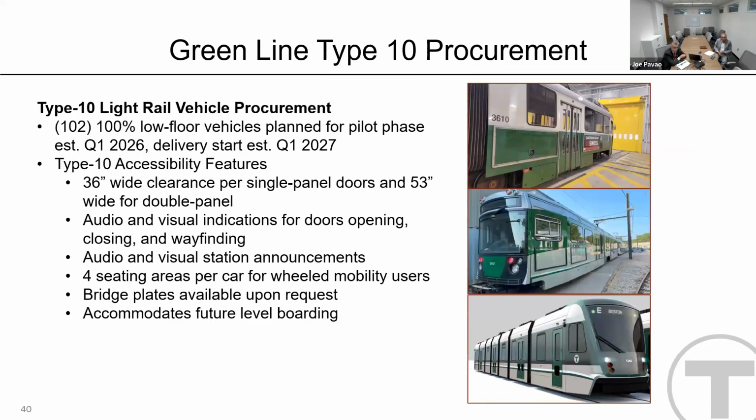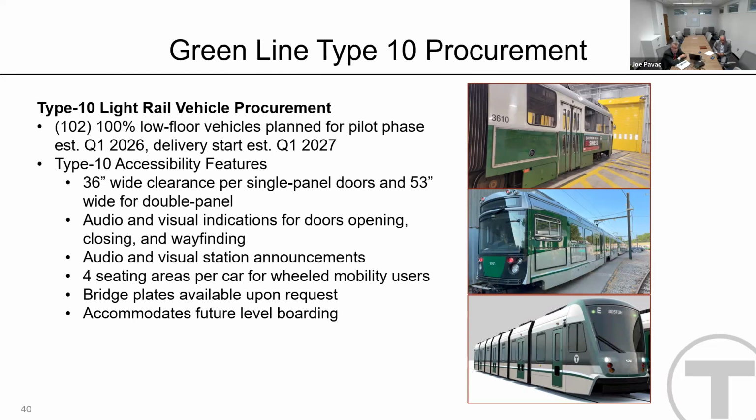Green Lane Type 10, another new exciting project we just kicked off the end of last year. It's 102 cars, 100% low floor vehicle. Estimated delivery of the pilot vehicles is first quarter of 2026, with the delivery of the production vehicles starting in 2027. There's 4 pilot cars that will be delivered upfront.